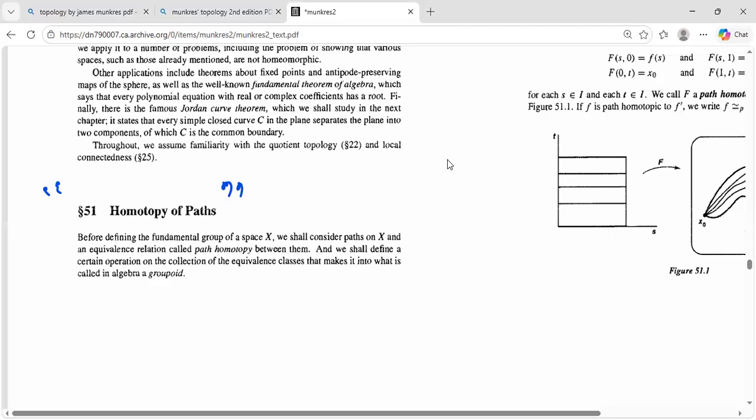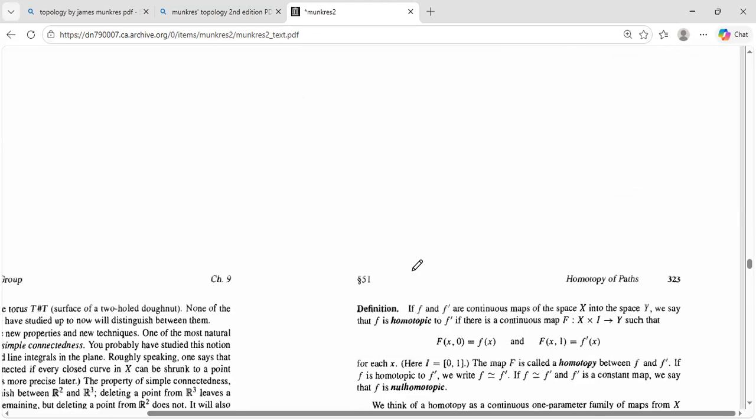Before defining the fundamental group of a space, any topological space X, we shall consider paths on X and an equivalence relation called path homotopy between them, and we shall define a certain operation on the collection of equivalence classes that makes it into what is called, in algebra, a groupoid. Okay, so let's see the definition.